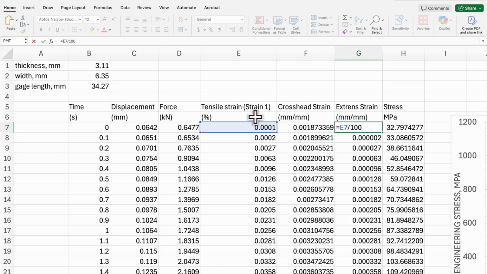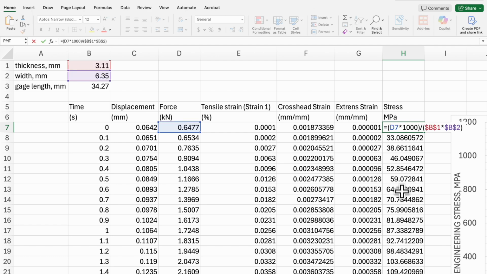So this is essentially what we have. I didn't have to do much other than divide by 100. So I've already got the strains, and I have millimeters over millimeters, but again, that's unitless. And the last thing is the stress, so the engineering stress. Let's look at that one.